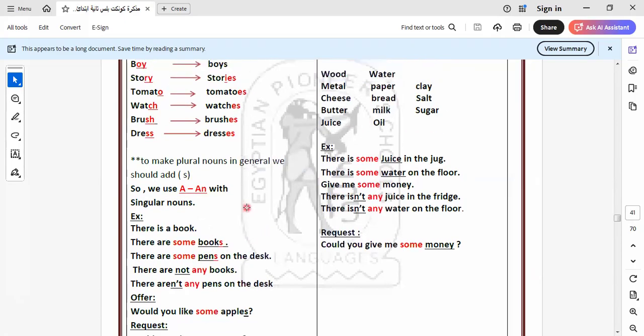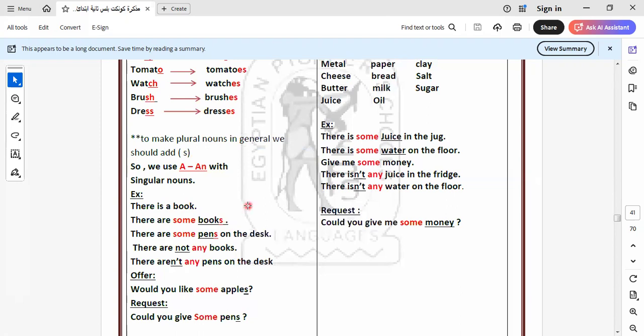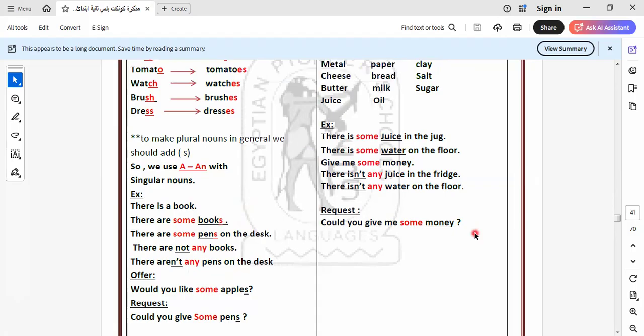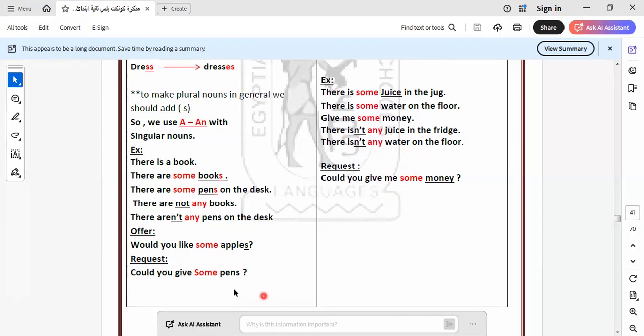We use some with affirmative sentences, offers and requests. Any is used in two cases, in the question form and in the negative form. Like we say, is there any juice, isn't there any water. Here is a request: could you give me some money? With an offer: would you like some apples?